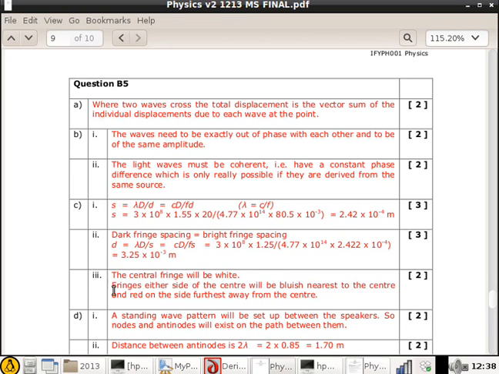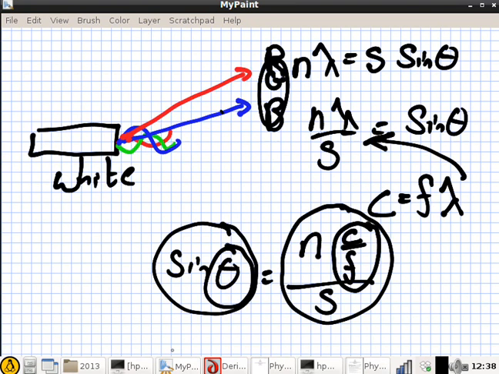So if we look, fringes either side of the centre will be bluish near to the centre and red on the side furthest away from the centre. And they're calling this here the centre. Huh? You're bluish, don't worry about that.